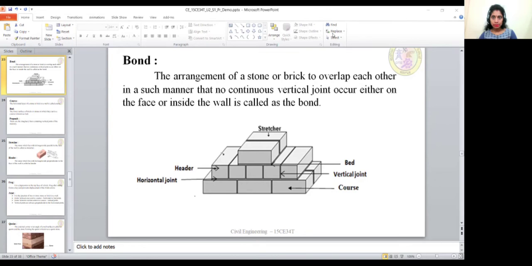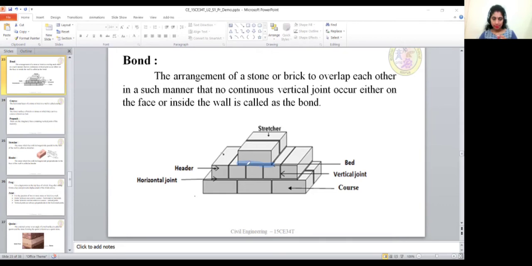The lower surface, let me explain. See, the lower surface of a brick or stone on which they rest in a course is known as bed. Brick na consider ಮಾಡಿದ್ರೆ lower surface ಏನಿದೆ, the bottom surface of the brick or stone, it is known as bed.